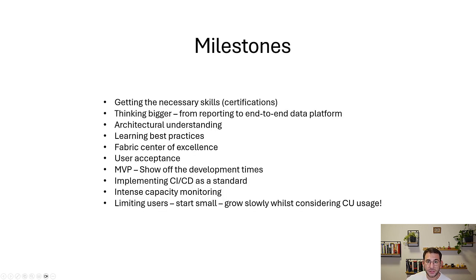The key milestones when moving to Microsoft Fabric. So, of course, it is important to get the necessary skills, which we will talk about in a second, which are, for example, the certifications that come along with Fabric that are possible on the Microsoft Learning website. Then we have to think bigger.